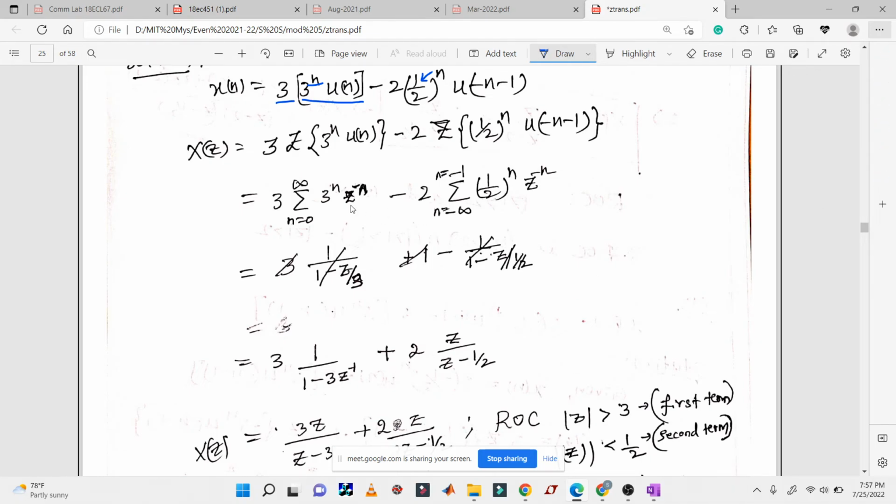And you can easily remember that if something is there inside this, like minus 1 by 2, it will become Z divided by Z plus 1 by 2. If it is plus 1 by 2, it will become Z divided by Z minus 1 by 2. Okay, so remember it easily.